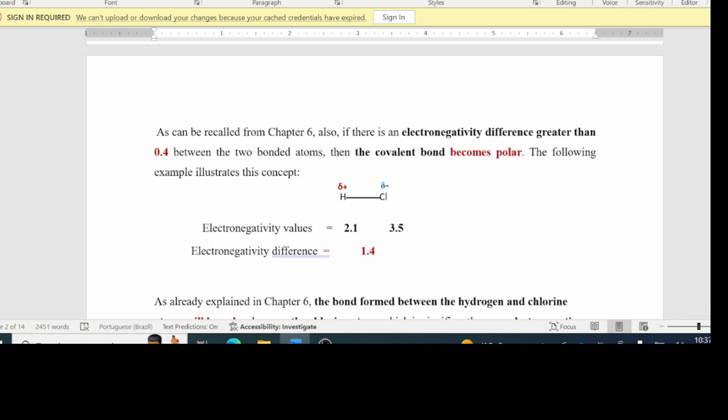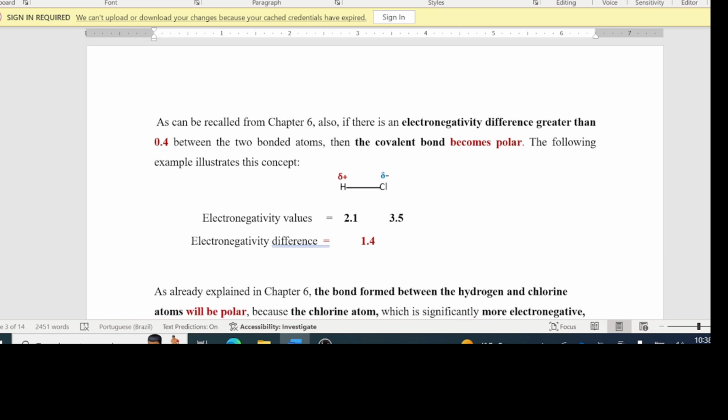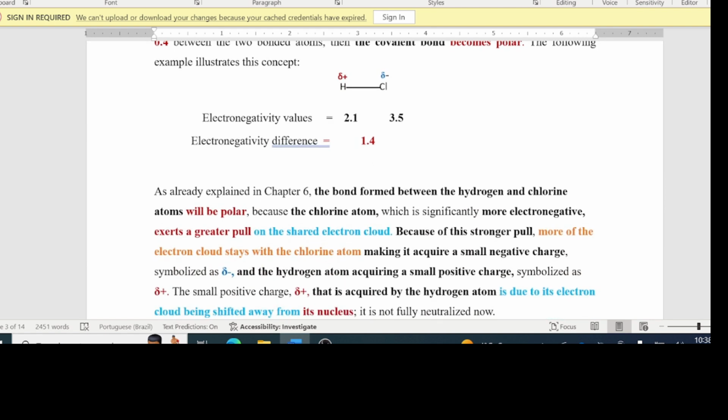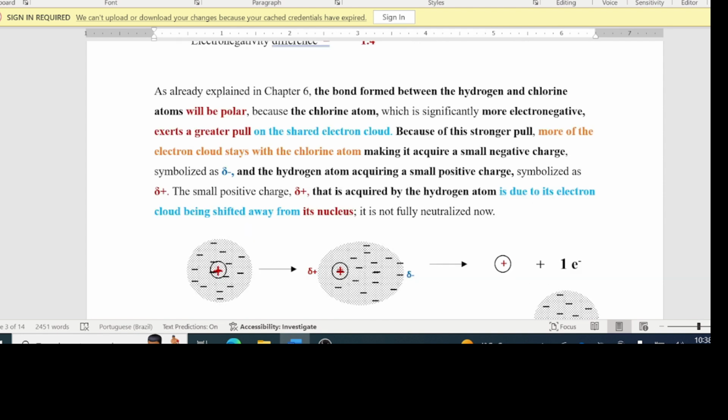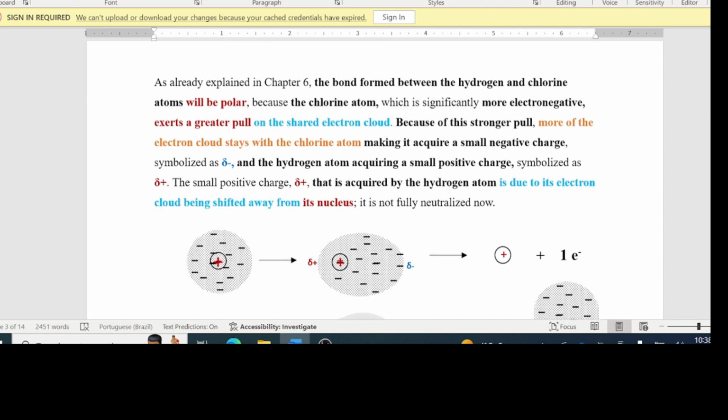However, now see what happens there. When you bond hydrogen and chlorine to form hydrogen chloride molecule, as you can see here, there is a big difference in electronegativity values between the two bonded atoms. There's 1.4 difference there. As such, this bond will be polar and the molecule also will be polar. The more electronegative atom pulls electrons toward itself, so it acquires a small negative charge and it leaves the other end with a small positive charge.